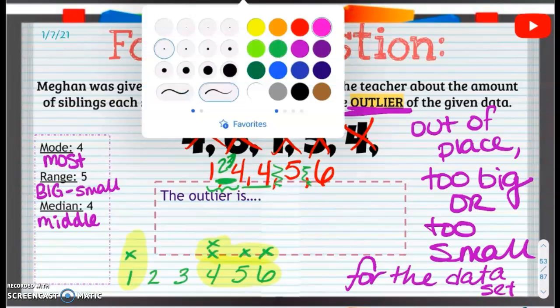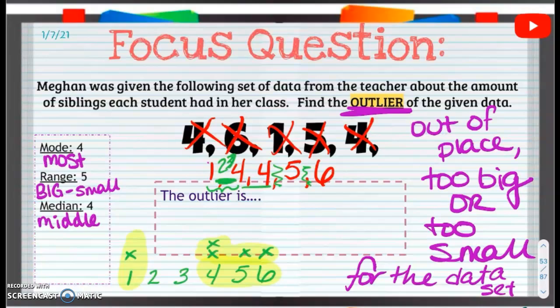So our answer is just going to be 1. So the outlier is going to be 1. So that is it for the focus question. Great job!